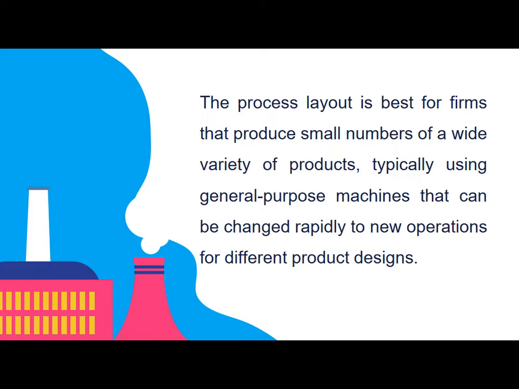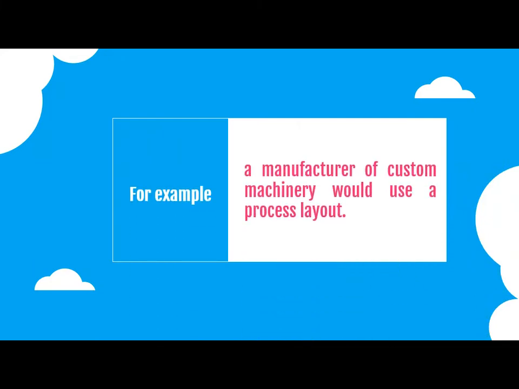The process layout is the best for firms that produce a small number of a wide variety of products, typically using general purpose machines that can be changed rapidly to new operations for different product designs. For example, a manufacturer of custom machines would use a process layout.